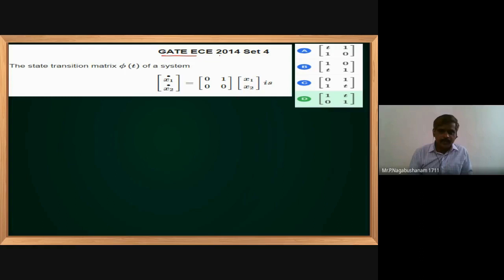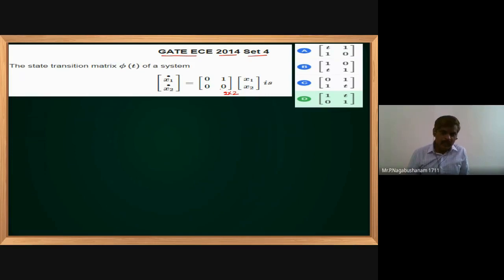GATE ECE 2014, set number 4. We got one question from the state transition matrix. The state transition matrix phi of t of a system is, check it out. In the given one, x1 dot, x2 dot means the number of state variables is 2. That's why the order of the matrix is 2 by 2.